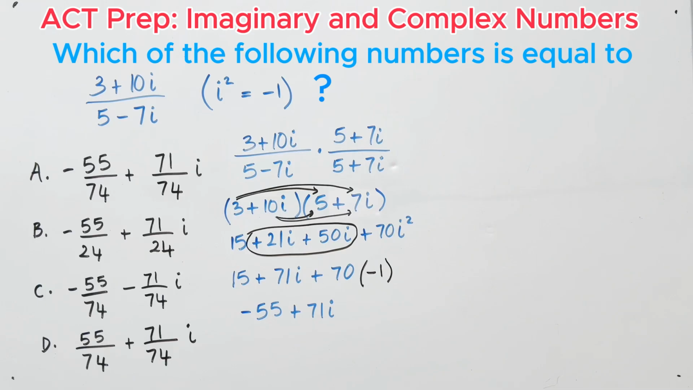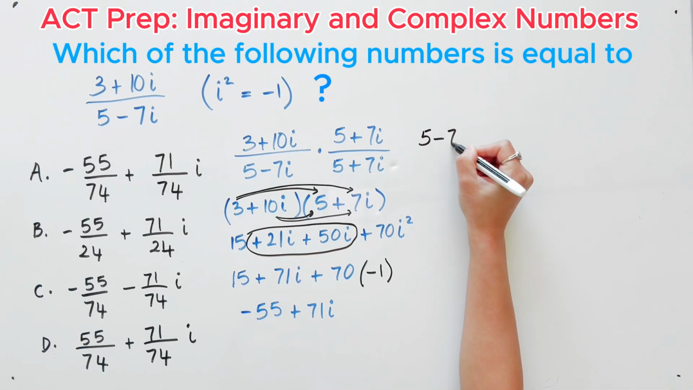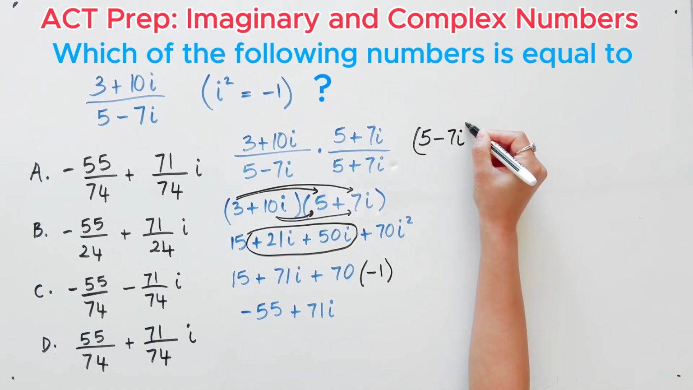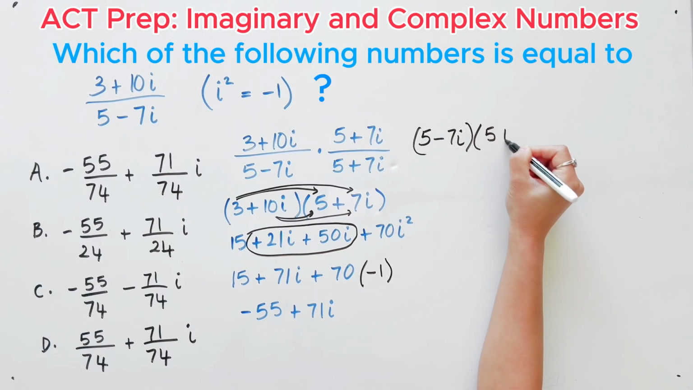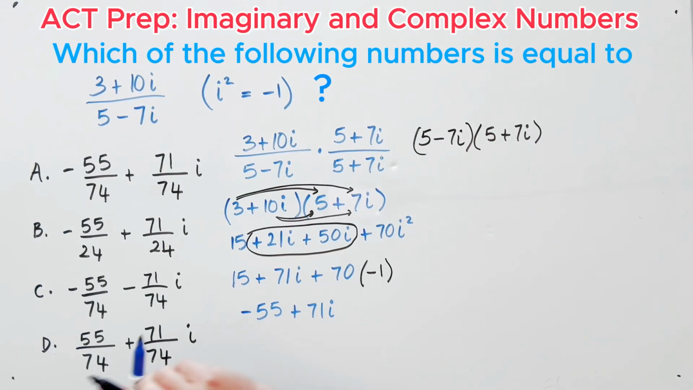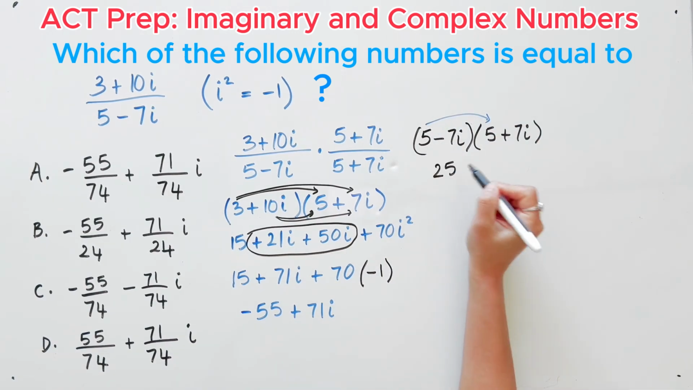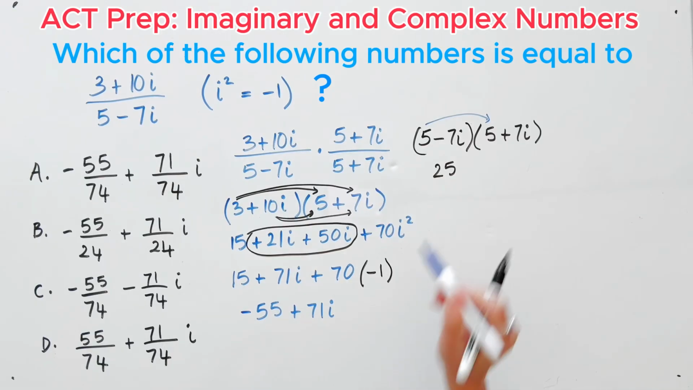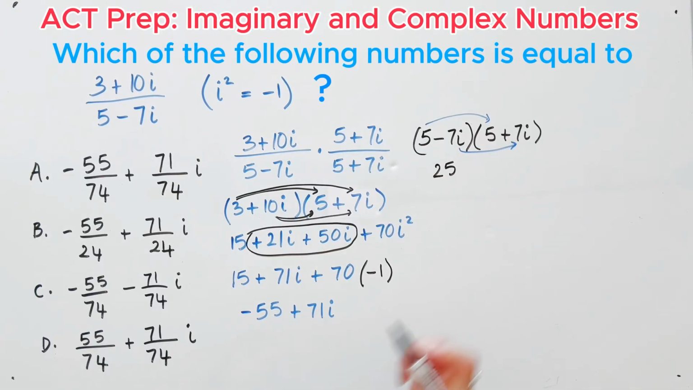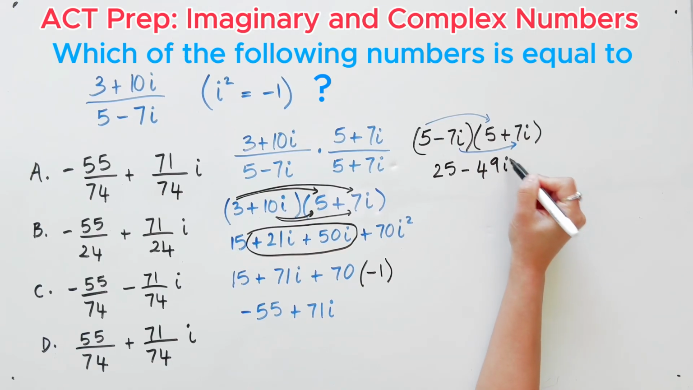When you multiply a number by its conjugate, the middle terms cancel. So 5 minus 7i times 5 plus 7i. We multiply the first term here. 5 times 5 is 25. The middle terms cancel out, so we just multiply the last one here. So it will become negative 49i squared.